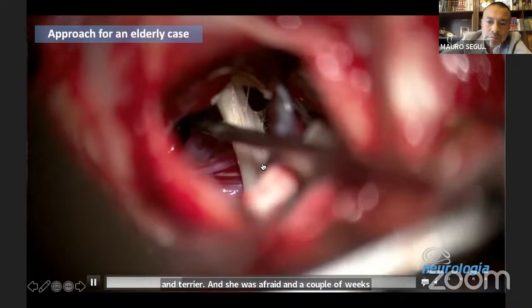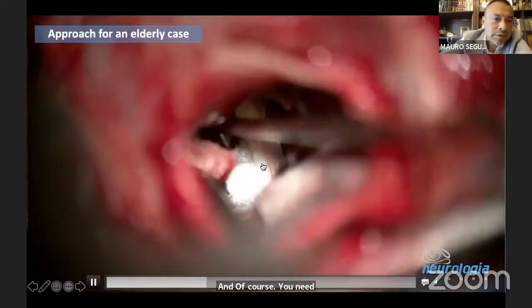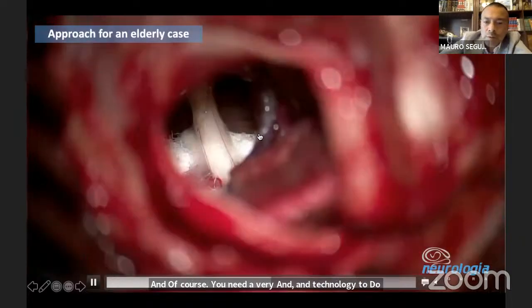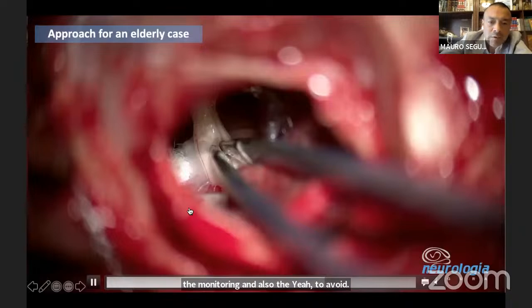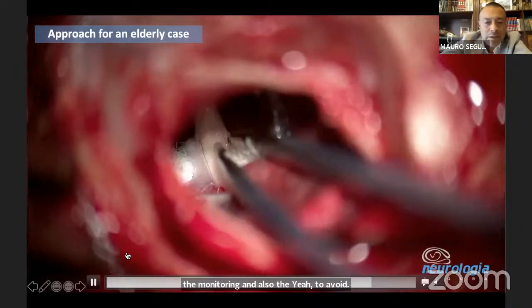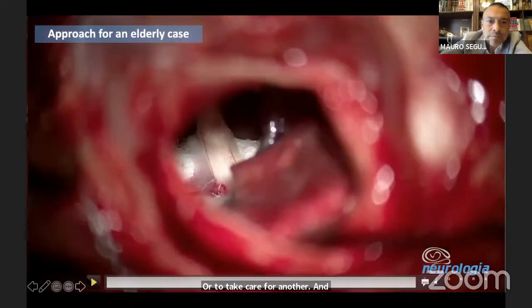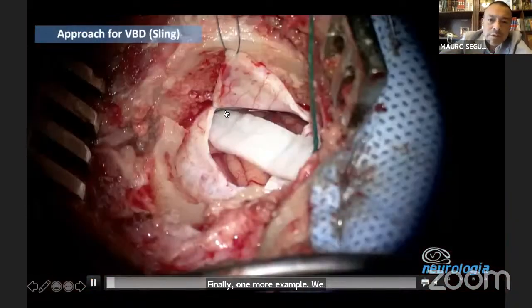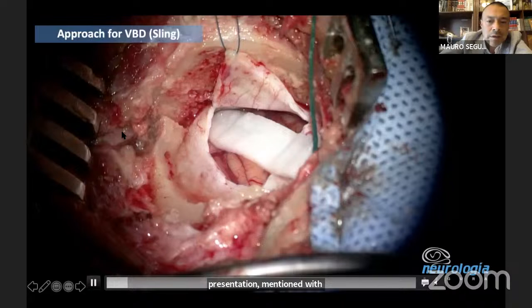And of course, you need a very intrepid anesthesiologist and technology to do the monitoring, and also to take care of other comorbidities such as diabetes, cardiopathy, and hypertension, for example. And finally, one more example we saw in the previous presentation: patient with vertebrovascular dolichoectasia is not so rare.